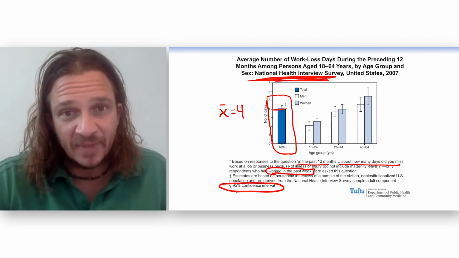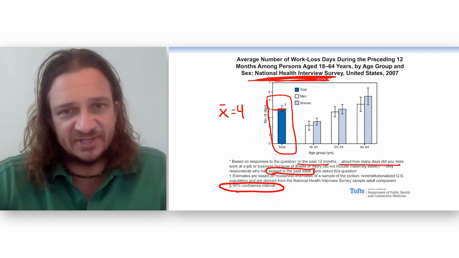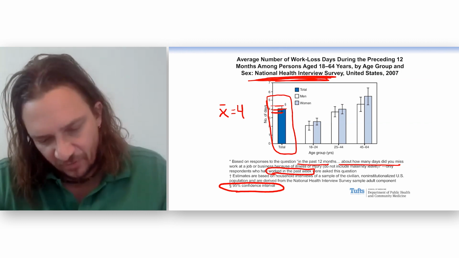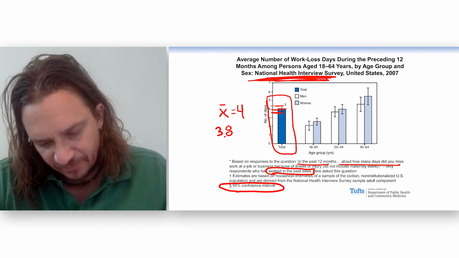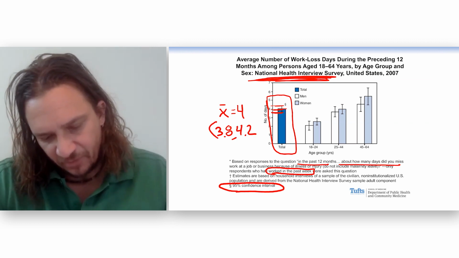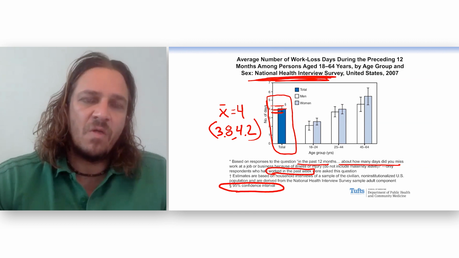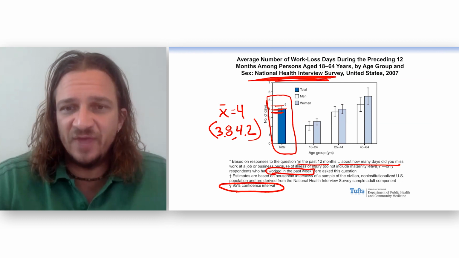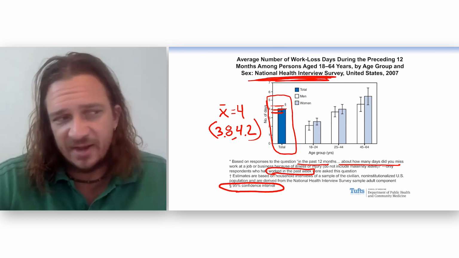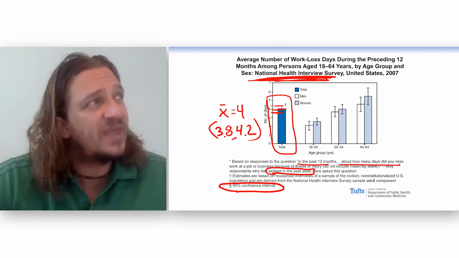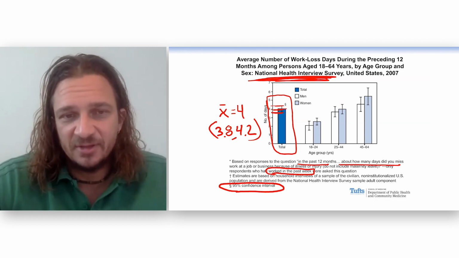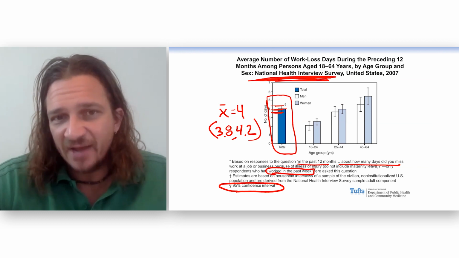So around that mean, they put this confidence interval. And you can see that the CI goes from something like, I don't know, maybe 3.8 to 4.2. We are 95% confident that the true number of days missed due to illness or injury is between 3.8 and 4.2. What do you think about that interval? How does it make you feel? Well, it's pretty narrow. It's pretty tight.